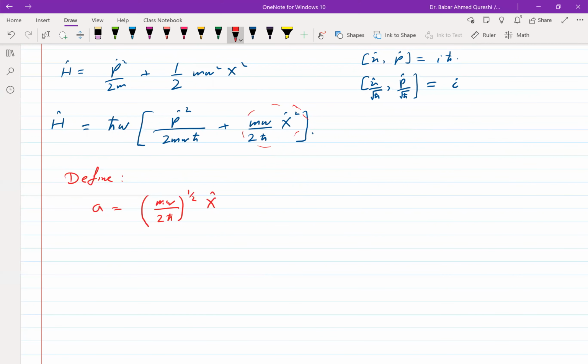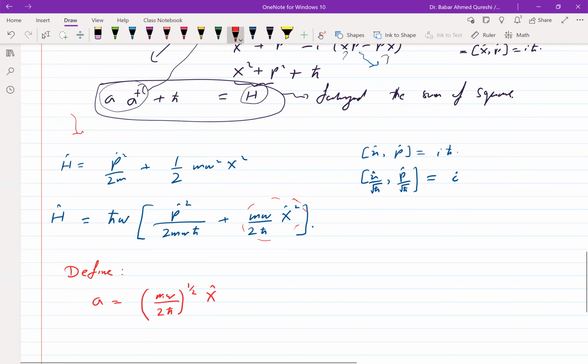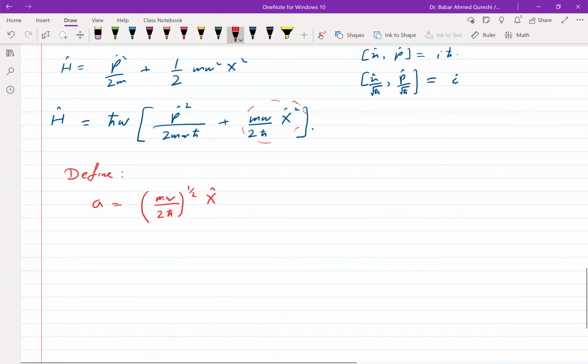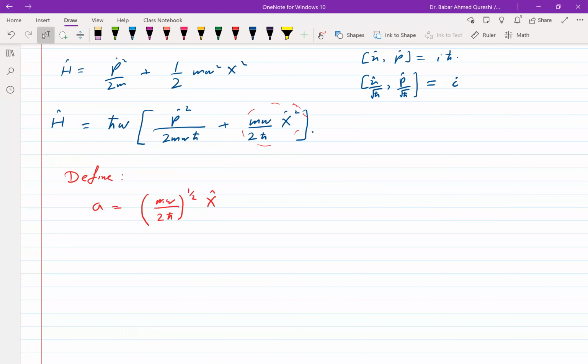So now I define this. That's what I said I'm going to do over here. Split this x squared plus p squared into x plus iota p and x minus iota p. So that's what I'm doing here. Take the square root of this, plus iota square root of this guy.